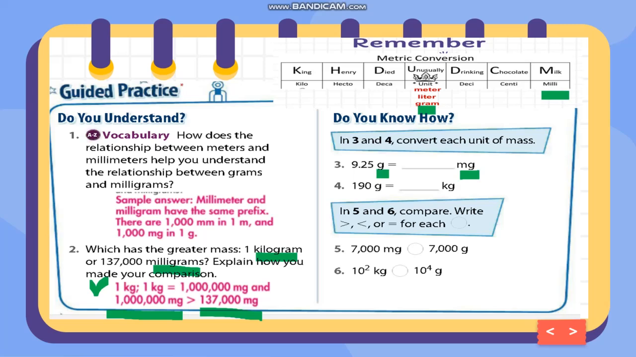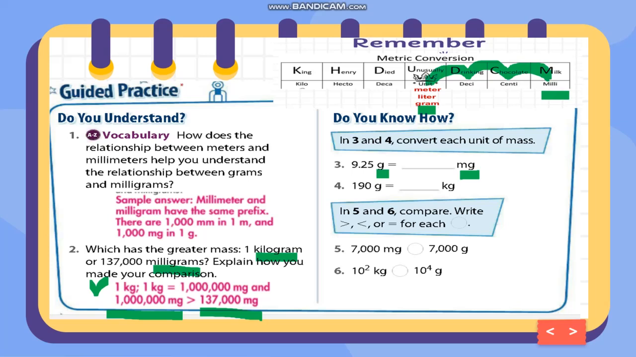So gram to milligram, how many movements from unit? 1, 2, 3. It means 10 multiplied by 10 multiplied by 10. In short, 10, hundreds, thousand. So it means you need to multiply, because from larger unit to smaller unit, so multiply by 1000.